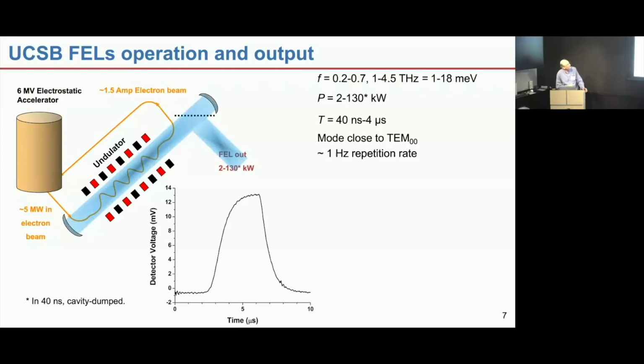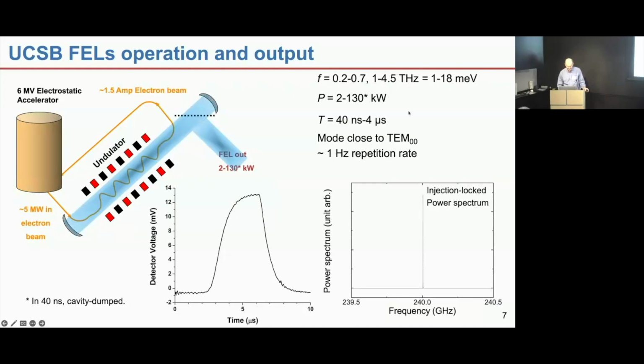The frequencies are tunable from 0.2 to 0.7 terahertz and 1 to 4.5 terahertz, with powers up to 130 kilowatts if we dump the cavity, which gives us a 40 nanosecond pulse and a nice quality mode. If we seed the cavity with a much weaker, precisely tuned terahertz source, then the output can be all in a single mode. So this is very narrow band emission. Under typical circumstances, about 0.1% is the bandwidth.